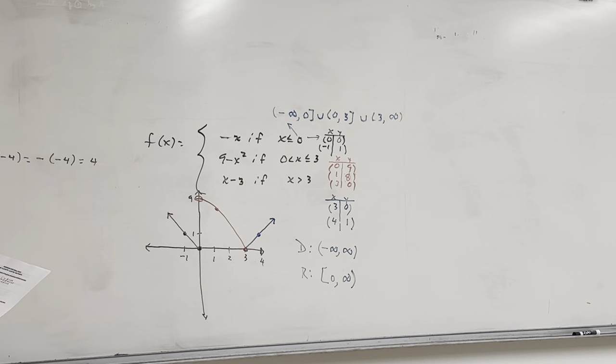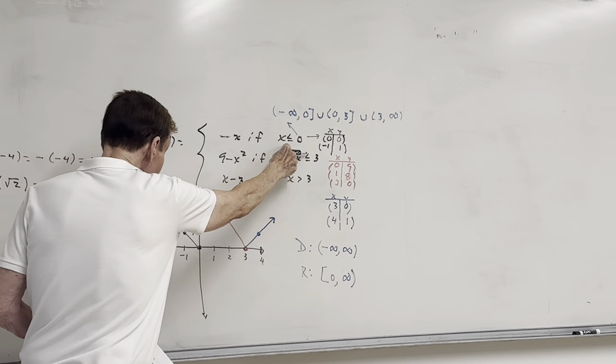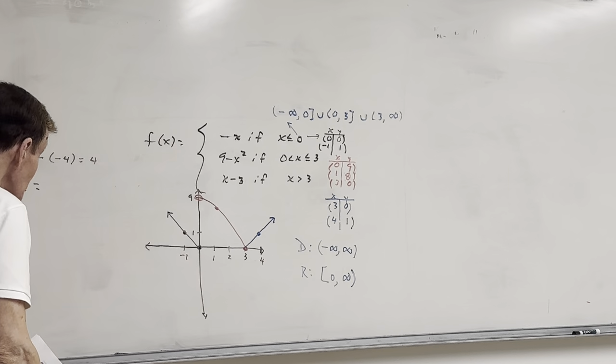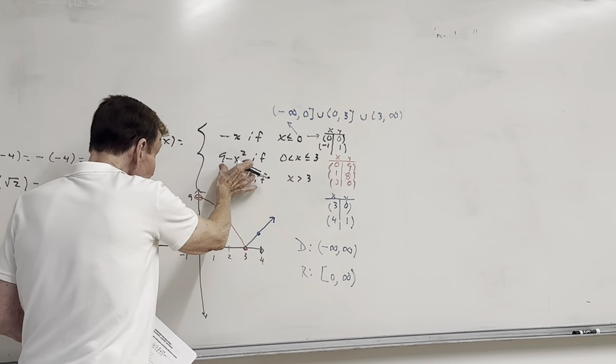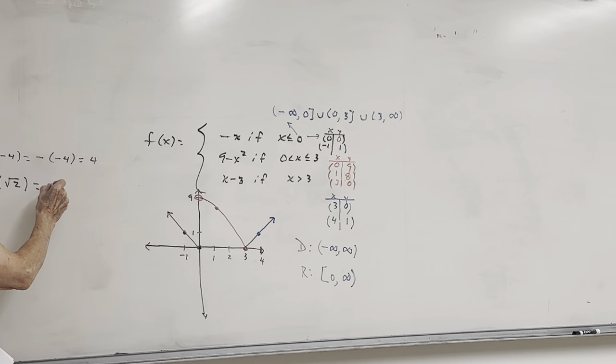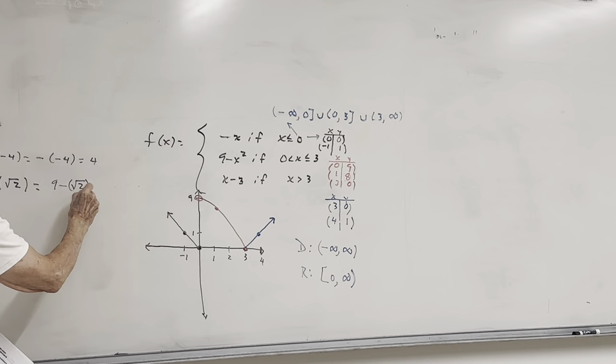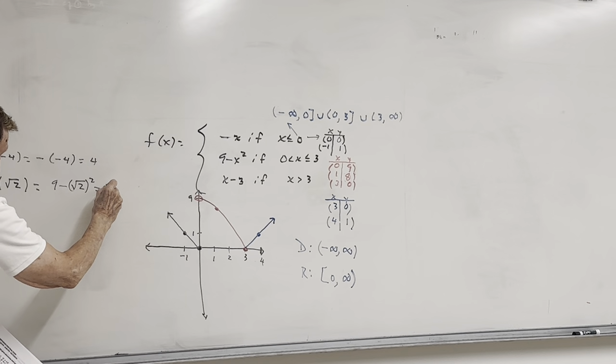The next one was f of radical 2. I got to find where radical 2 fits in that function, and definitely it's not here because this is less than or equal to 0. Radical 2, guys, would fit here. It falls between 0 and 3. So I'm using the second piece to get the answer. So it's going to be 9 subtract radical 2 squared. And I think we're going to end up with a 7.